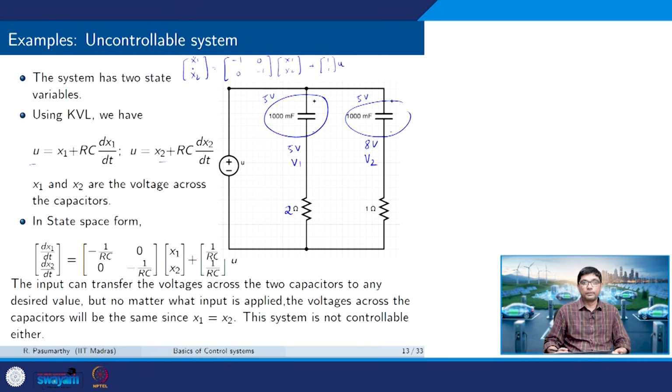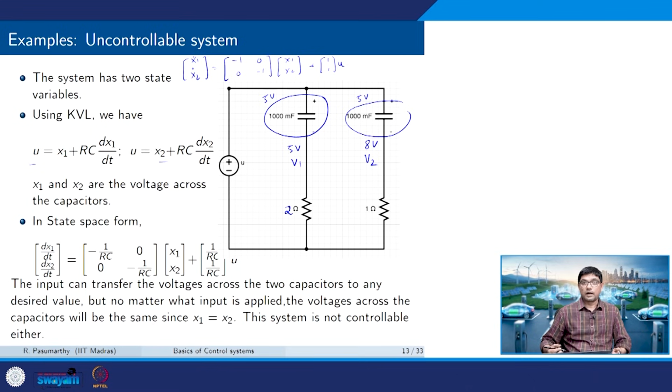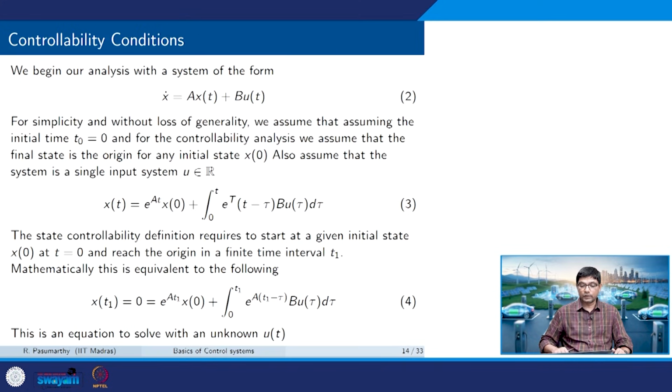So what does control mean? Control means that I should be able to drive the charge of the capacitor or the voltage to a certain level. Here I am able to drive the voltage of one capacitor to a certain level, but the other capacitor also has to follow the same law. So when I say completely controllable, what I want is that each of the individual capacitors I should be able to drive to the voltage levels that I would want. Now, how do we qualitatively verify this?